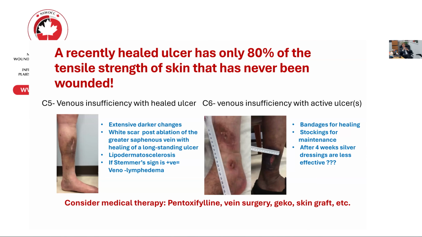And if you don't change somebody, and this would be the covert or the superficial infection with silver dressings after 4 weeks, you have to start looking at what's the cause and have I treated the cause? Have I optimized compression? Am I dealing with infection? Next one.